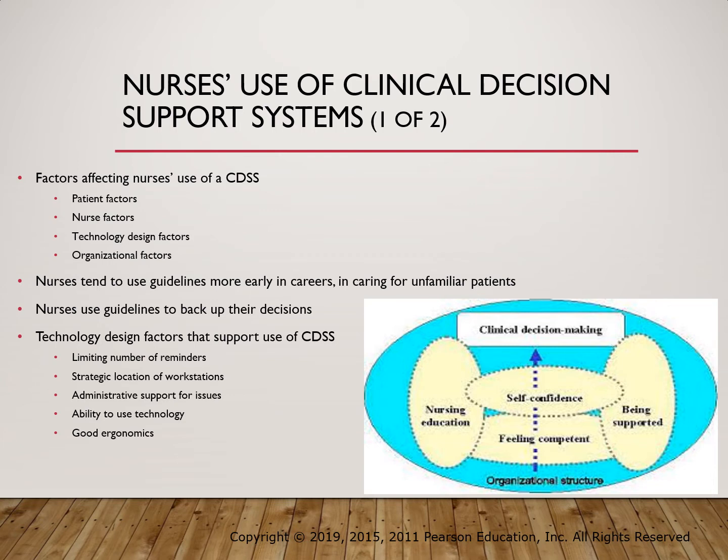So some of the factors are patient factors. It gives them alerts. Nurse factors, it helps us do checks and balances. Nurses tend to use guidelines more early. Like I said, as we become more seasoned nurses, we should be depending more on our clinical judgment and our critical thinking skills. We use these systems to back up our decision. Technology that supports this is limiting the number of reminders and strategic locations of workstations.